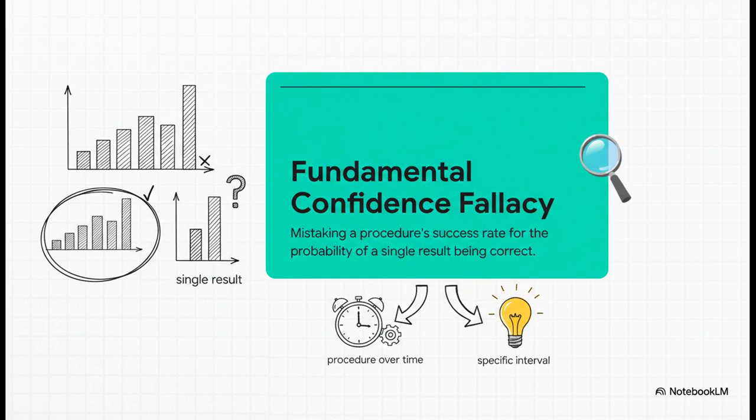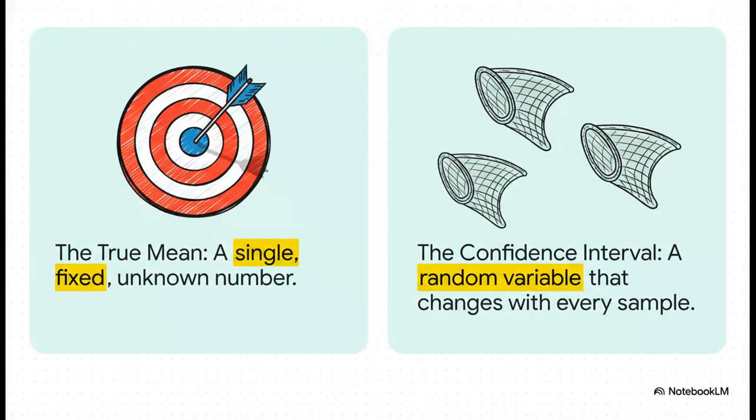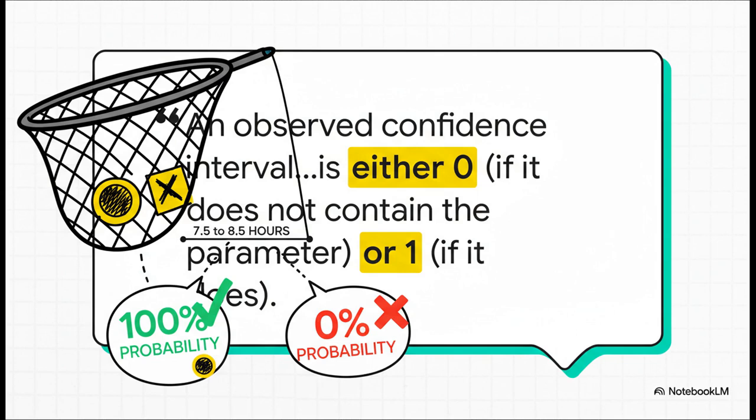To really get this, we have to think about what's moving and what's staying still. This is probably the best way to get your head around it. The true mean, the actual average sleep of every single student out there, it's like a fixed stationary target. We don't know exactly where it is, but it's not moving. Our confidence interval, though, that's like a net we throw at the target. And every time we grab a new sample of students, we throw a new net, and it lands in a slightly different place.